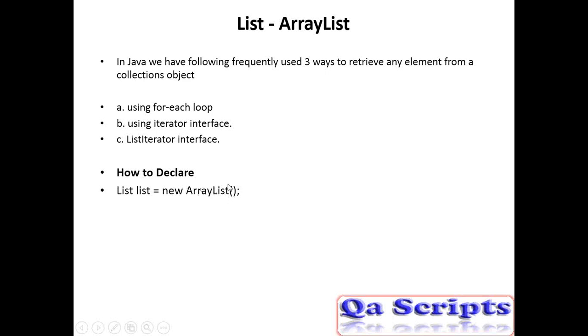Since ArrayList is a class, we are going to create the object, but we cannot say list obj equals new list, because list is an interface. An interface cannot create an object. It will not allow you to create an object. Only a class will allow you to create an object. Hence, we are going to use list, then the object name equals the new keyword, then the class name, that is ArrayList. Let us look at it using Eclipse.